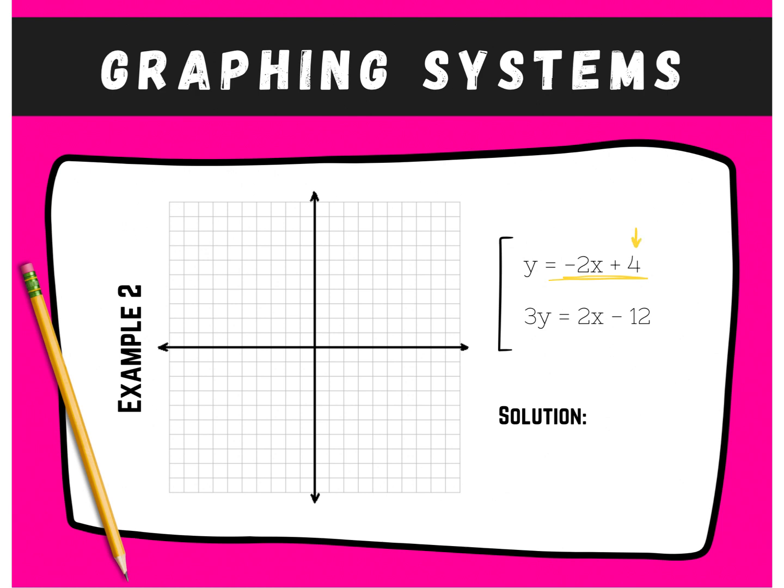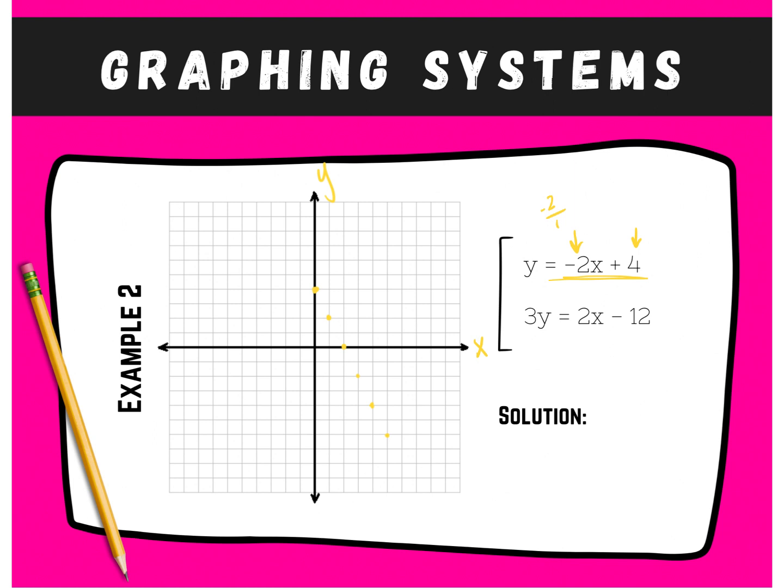So again, I'll start with my y-intercept. I'm going to go to 4 on the y-axis. And then my slope this time is -2. Another way to think of that is -2/1, which means I need to go down 2 and to the right 1, over and over and over, to get as much of my graph filled in as possible.